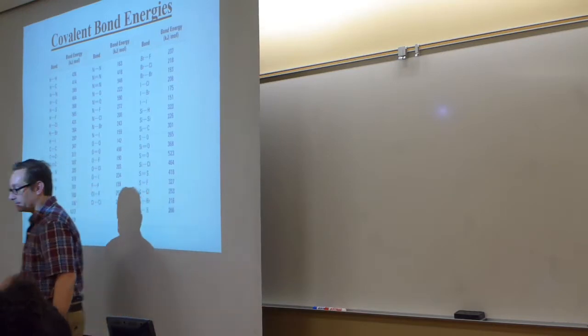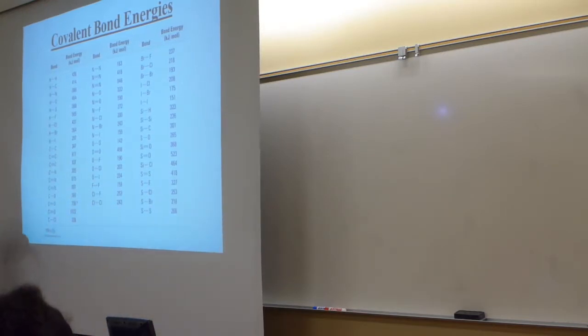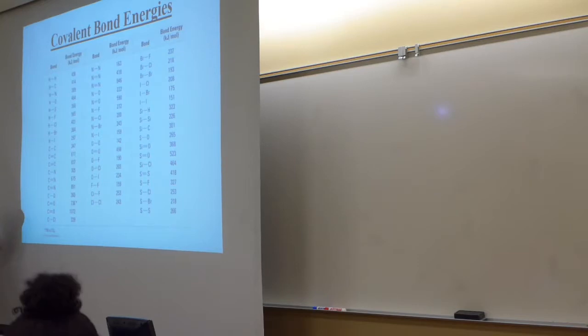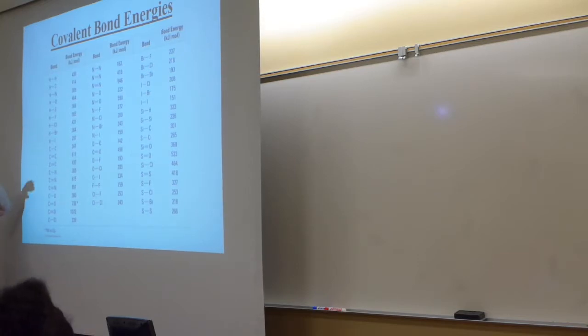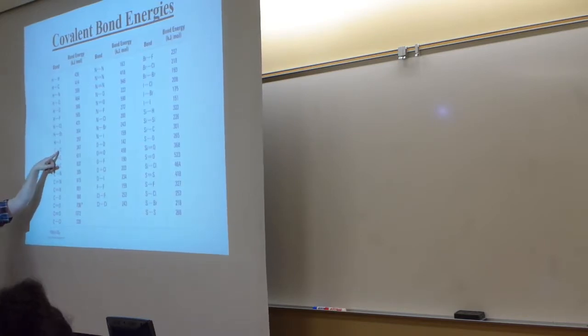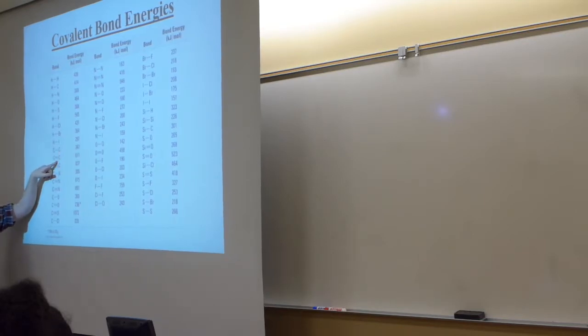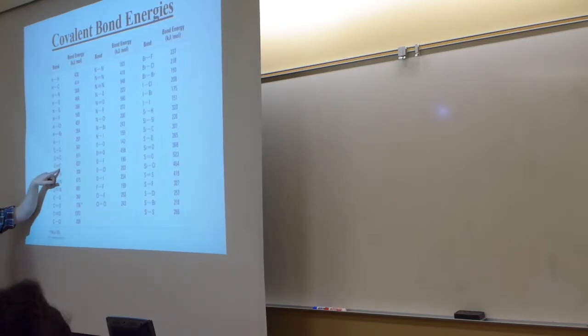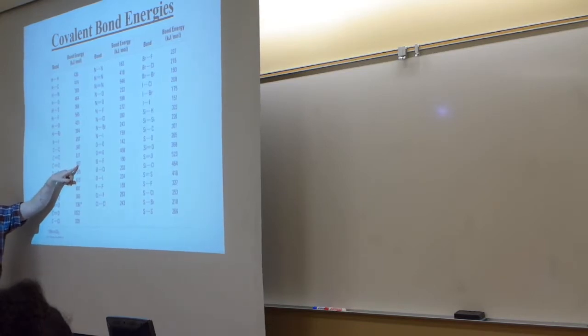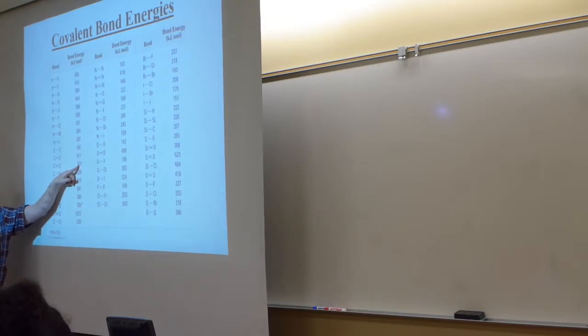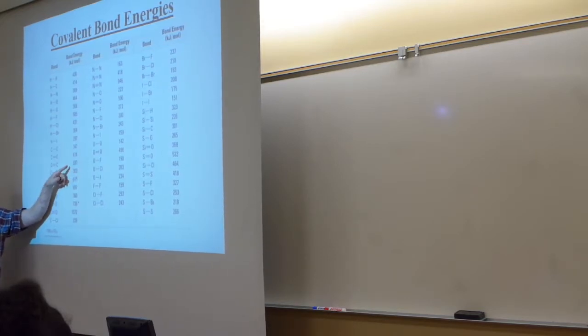So here are a bunch of covalent bond energies. I'll point out a couple of things. The energies are in kilojoules per mole. You'll notice that as you go from a C-C single bond to a C=C double bond to a C≡C triple bond, the energies get higher. It means it takes more energy to break that bond, or you get more energy back out when you form that bond. So that should make sense, right? Triple bonds are stronger than doubles, which are stronger than single bonds. Does that make sense? It's pretty straightforward.